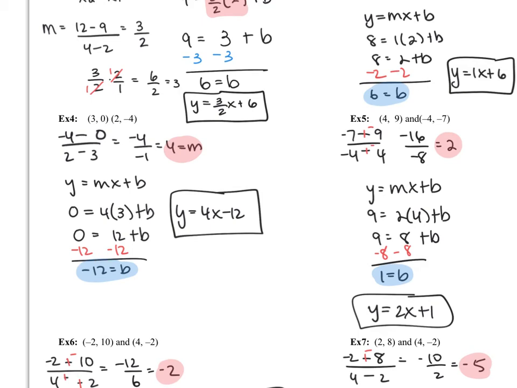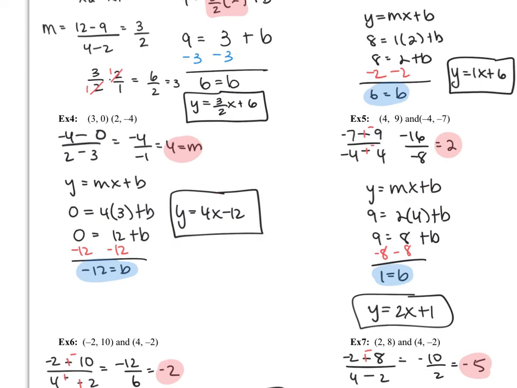For example 4, I found my slope by doing -4 minus 0, which is -4, over 2 minus 3, which is -1. A negative divided by a negative is a positive. That gave me a slope of 4. Again, I've highlighted it so I can easily come back and find it later. Then I used 0 for y, 4 for m, and 3 for x, and I added my b, which I don't know. 4 times 3 was 12, and then I subtracted 12 from both sides to find b, for a final equation of y equals 4x minus 12.